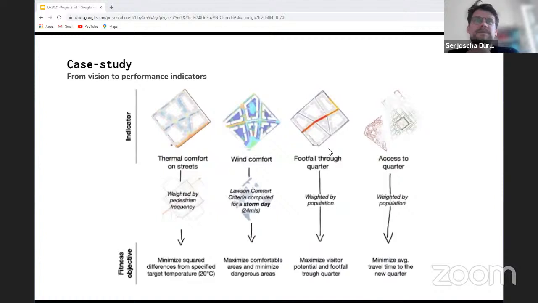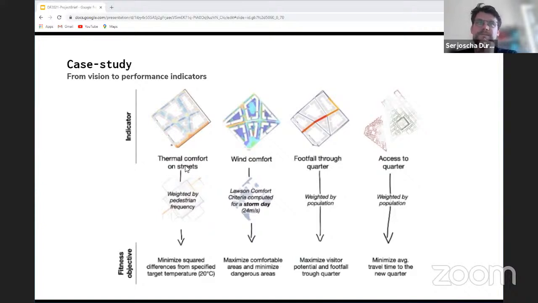Now, back to the example. We had our simulation engines here: thermal comfort on streets, mostly solar radiation, then the CFD, wind speed, and footfall through quarter. That's weighted between this analysis, we come to that later. And then access to quarter, which is kind of the walking time from all other houses to this quarter.